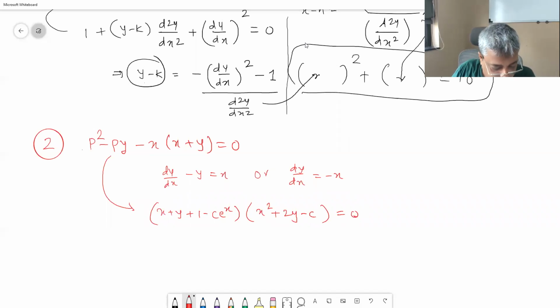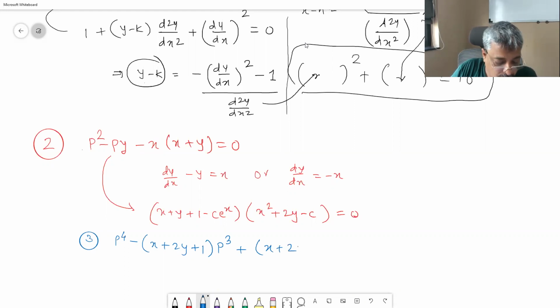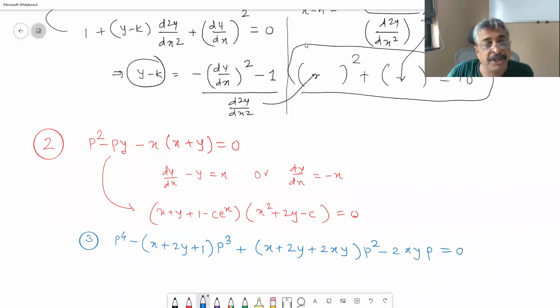Good. Question 3. The fourth minus x plus 2y plus 1 p cube plus x plus 2y plus 2xy p square minus 2xy times p is equal to 0. Fourth degree, first order differential equation.